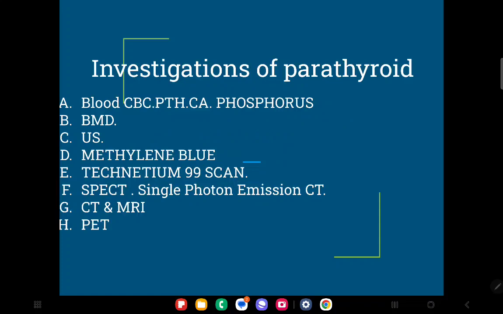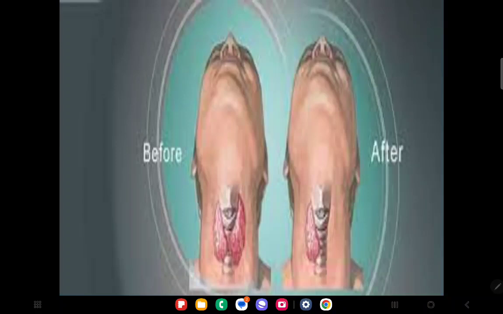There is another type of investigation which is called SPECT, single photon emission CT, and it is sensitive and it will show you what abnormality is there. Plain CT can be done, and also MRI or PET or positron emission tomography, which is also very sensitive in the diagnosis of parathyroid diseases.